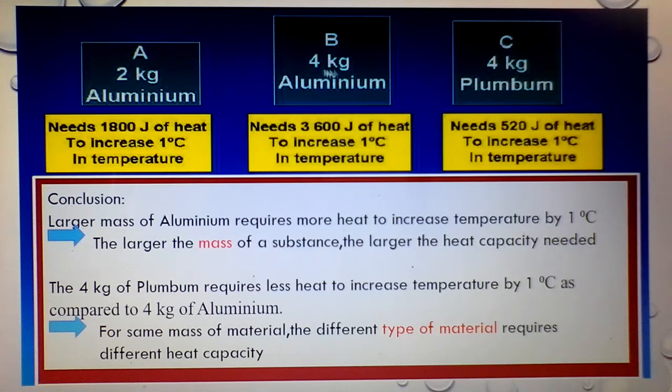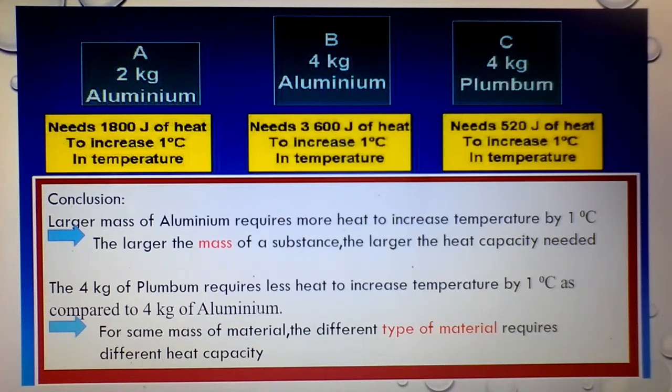Okay, now you look at between B and C. Same mass, 4 kilogram, but different type of material. You can see here, aluminium requires 3,600 joule of heat to increase 1 degree Celsius of temperature. But the plumbum for the same mass needs only 520 joule of heat to increase 1 degree Celsius in temperature. So what can we conclude from this observation? The 4 kilogram of plumbum requires less heat to increase temperature by 1 degree Celsius as compared to 4 kilogram of aluminium. So we can conclude that for the same mass of material, different types of material require different heat capacity.